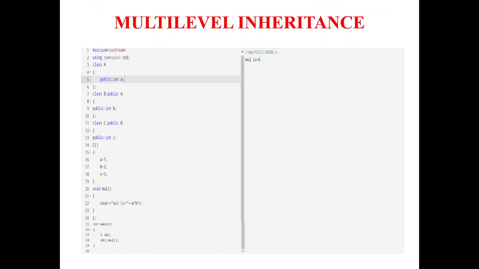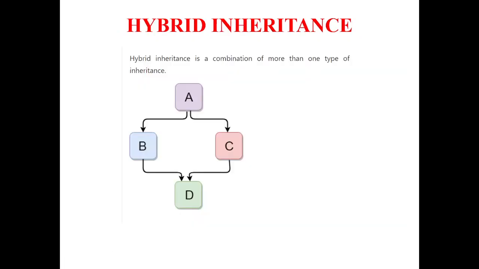Then multi-level inheritance, let us see in another example. Now see, I have class A, int A I am assigning, class B where I have int B. Now class C I have int C. Now C is the constructor where I assign the value of A, B, C, and mul is the function where I multiply these three values. So the ultimate child is C, the grandchild is C. So I create an object for that, and I invoke this multiply function. This is multi-level inheritance.